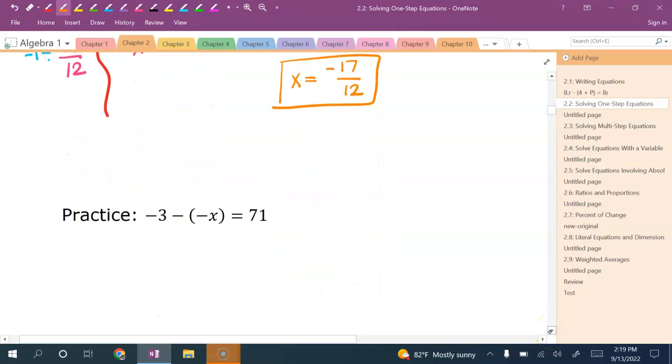So take a minute here, pause the video, and do this practice problem, and resume watching when you're ready.